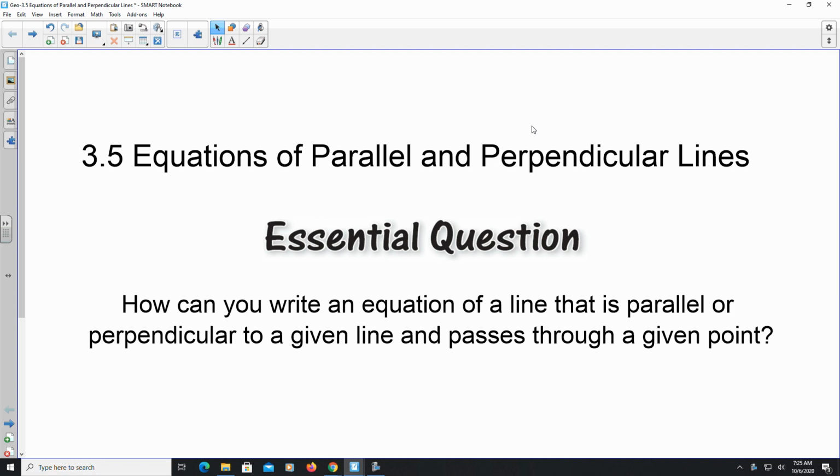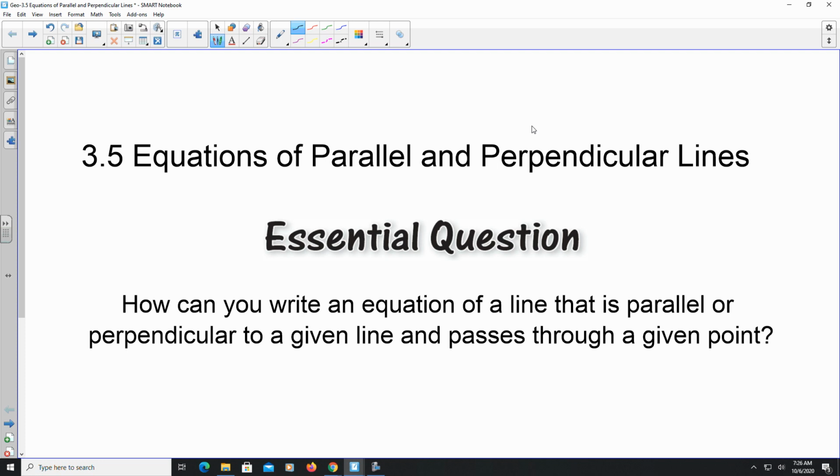Welcome to the video. We'll be looking at section 3.5, the last section of chapter 3, and we're going to be looking at equations of parallel and perpendicular lines. One of the essential questions we're looking at is how can you write an equation of a line that is parallel or perpendicular to a line, given a line and a point it passes through? Some of this should be review.